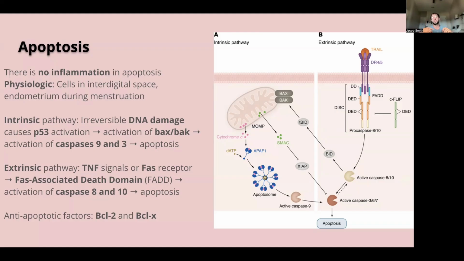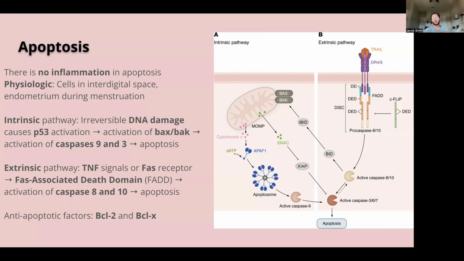8 and 10 are specific for the extrinsic pathway, and then the rest kind of do everything. And then it's worth knowing the anti-apoptotic factors are BCL2 and BCLX. The reason that's important is BCL2 is upregulated in follicular lymphoma, which makes it super hard to treat because no matter what you throw at it, these cells won't die.